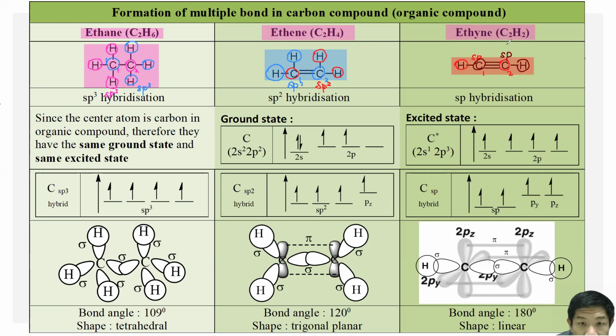Now, note that all of them have the same center atom, which is carbon. Therefore, they have the same ground state and excited state. The ground state of carbon can be expressed as 2s2 2p2, then one of the electrons from the 2s is excited to 2p. So each of the 2s and 2p orbitals is occupied by a single electron.